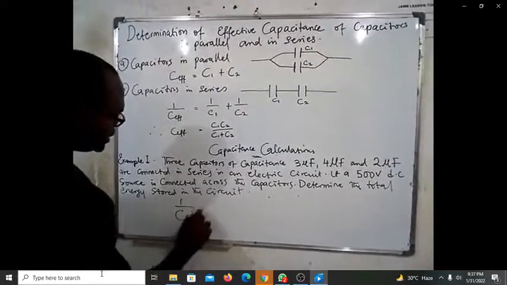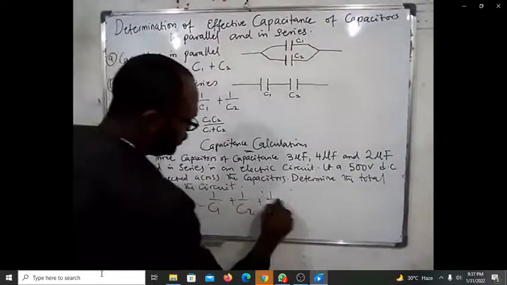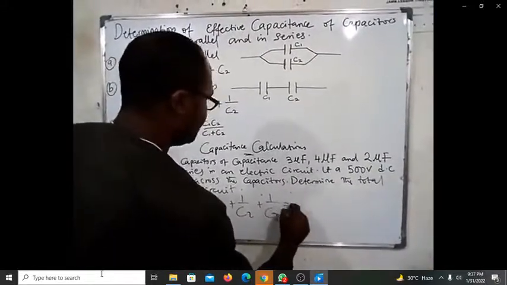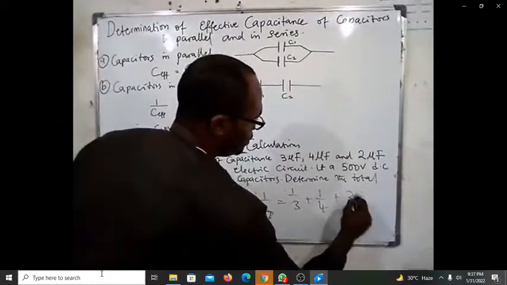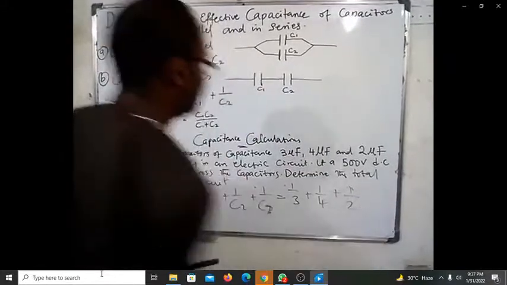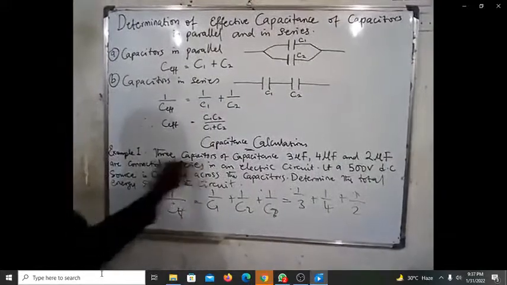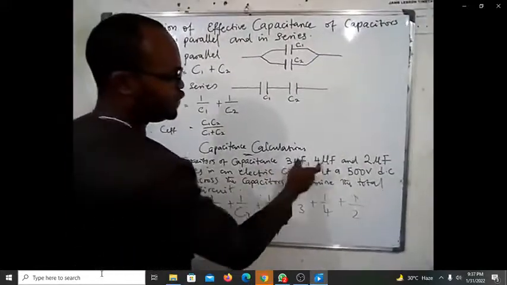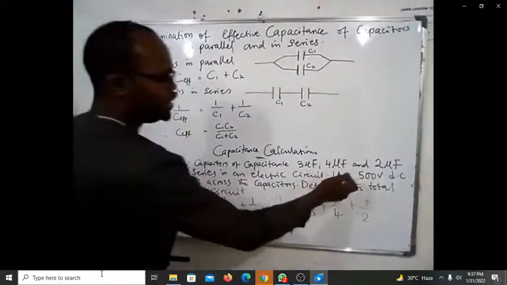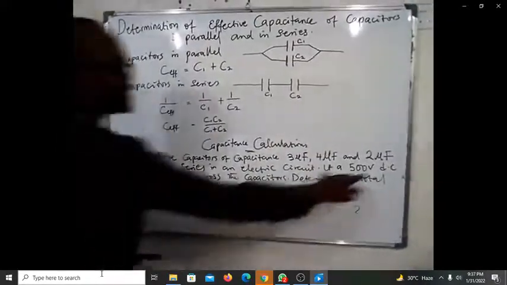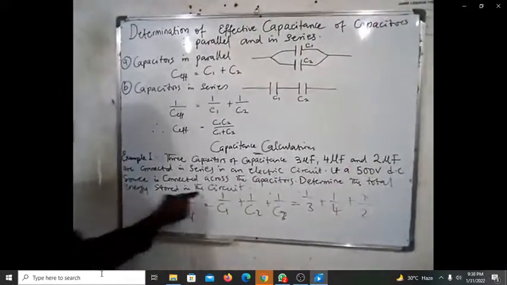the effective capacitance will be equal to 1 over C1 plus 1 over C2 plus 1 over C3, which is simply equal to 1 over 3 plus 1 over 4 plus 1 over 2. So that's how you calculate the effective capacitance. But let's look at the question completely. 3 capacitors of capacitance 3 microfarad, 4 microfarad, and 2 microfarad are connected in series in an electric circuit. If a 500 volt DC source is connected across the capacitors, determine the total energy stored in the circuit.